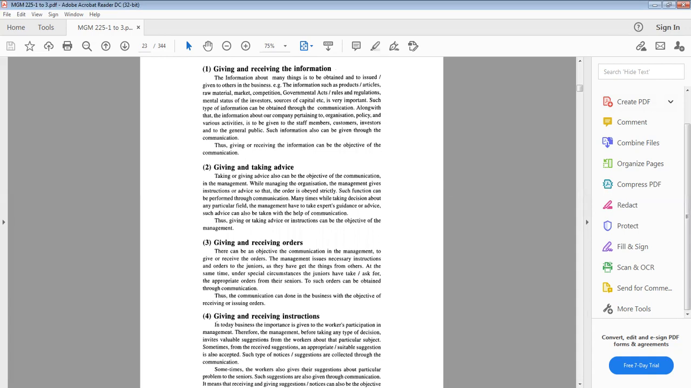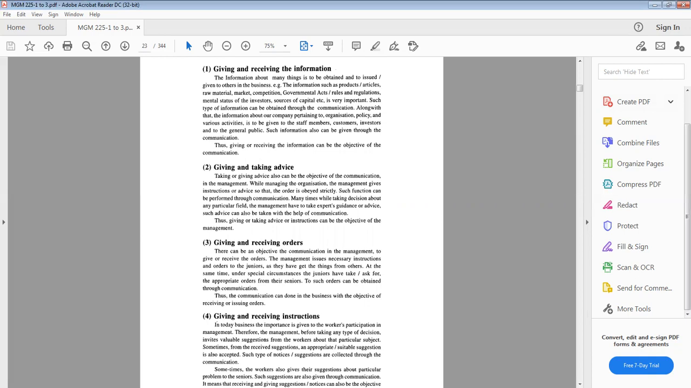Giving and receiving orders. There can be an objective of communication in the management to give or to receive orders. The management issues necessary instructions and orders to the juniors, as they have things from others. At the same time, under special circumstances, the juniors have to ask for the appropriate orders from their seniors.